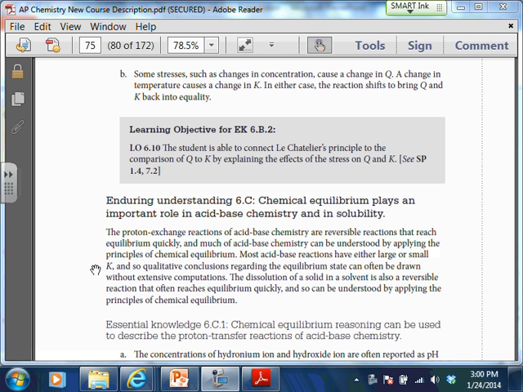But that's pretty much all you need to know with Le Châtelier, I think. It's really not all that difficult. It's a lot more conceptual, not as math-based. And that's basically what we're going to do the lab on Tuesday.